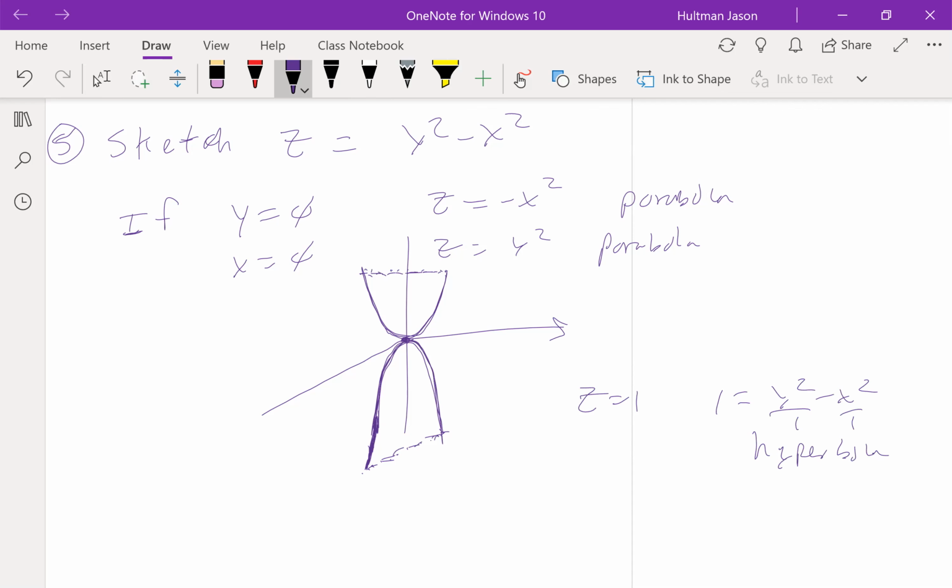Okay, that's a hyperbola. That's a y-facing hyperbola. So at 1, I get a y-facing hyperbola, and it looks like this. Let's call this z equals 1. Let me get rid of this because it's going to get in the way of my picture. And then over here, I get the other part of that hyperbola.